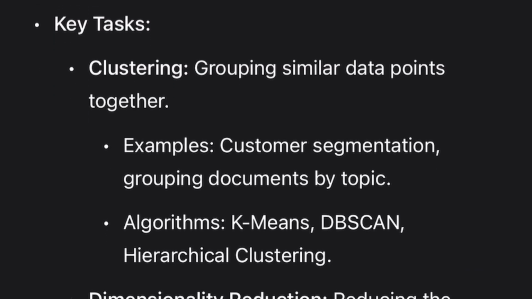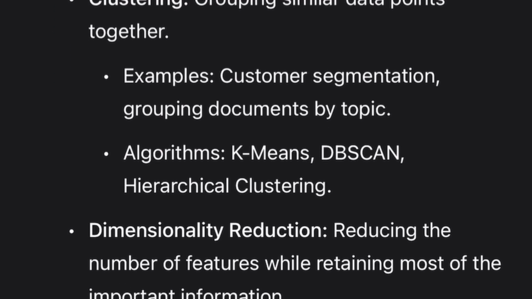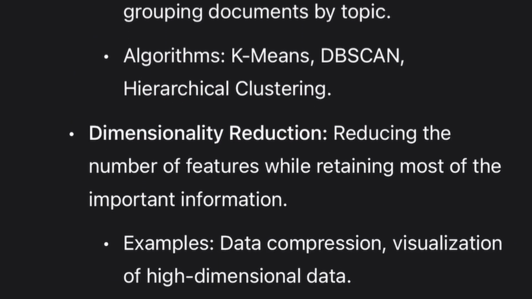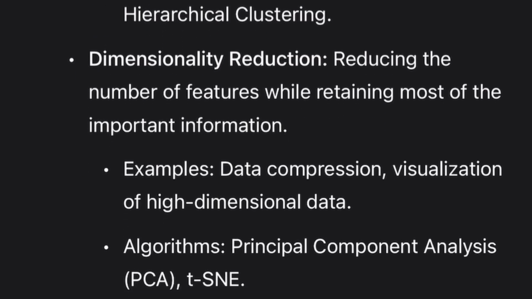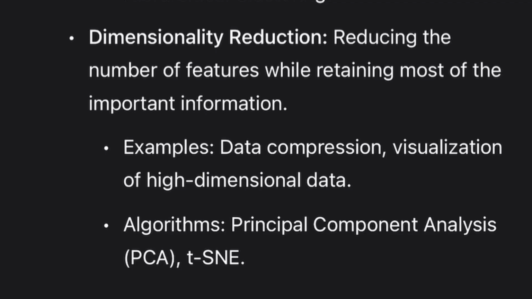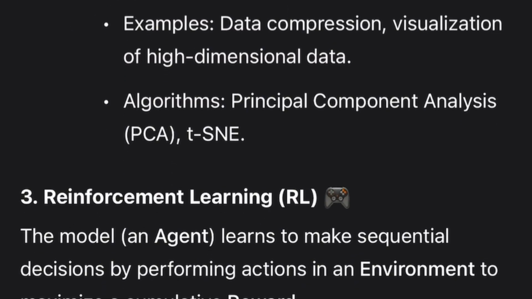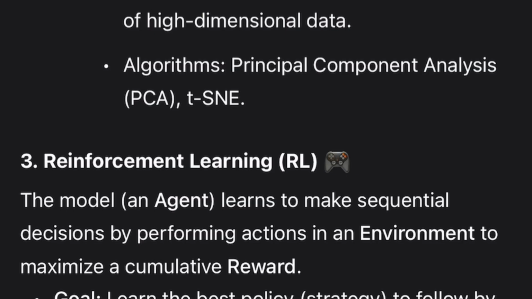Examples: customer segmentation, grouping documents by topic. Algorithms: k-means, DBSCAN, hierarchical clustering. Dimensionality reduction: reducing the number of features while retaining most of the important information. Examples: data compression, visualization of high-dimensional data. Algorithms: principal component analysis (PCA), t-SNE.